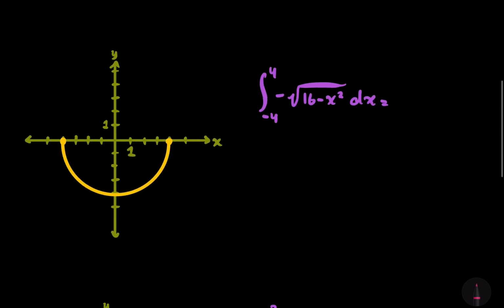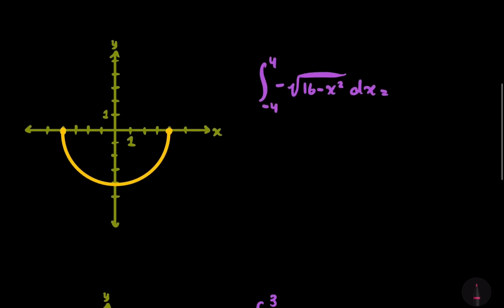And then over here, we have another example. We have the integral from -4 to +4 of negative square root of 16 minus x squared dx. Again, these are our bounds of integration from -4 to +4. This is a definite integral. We have our integrand, which includes the negative sign this time. And then we have dx, which means we're integrating with respect to x.